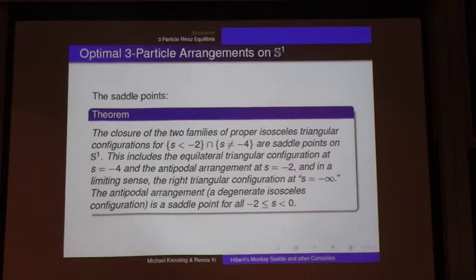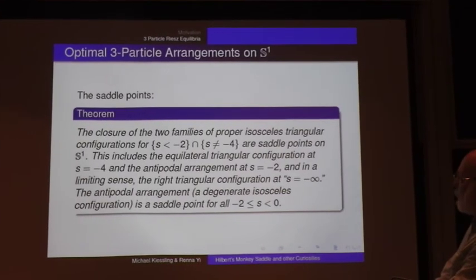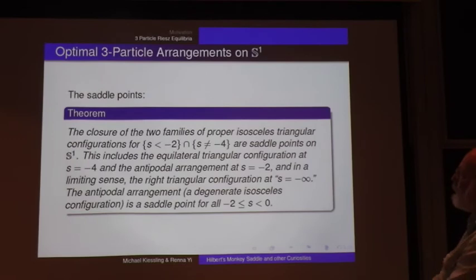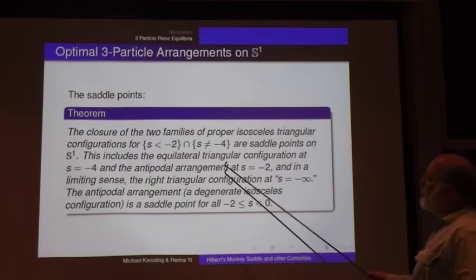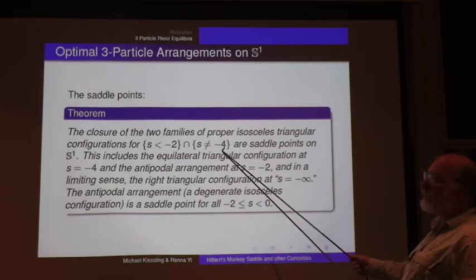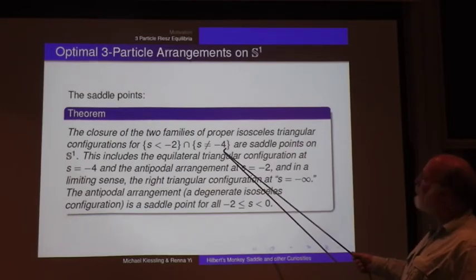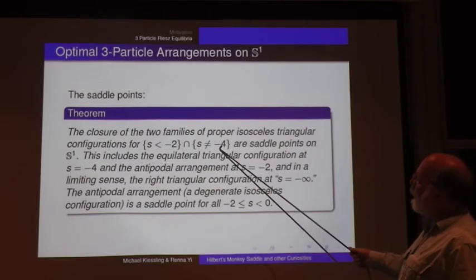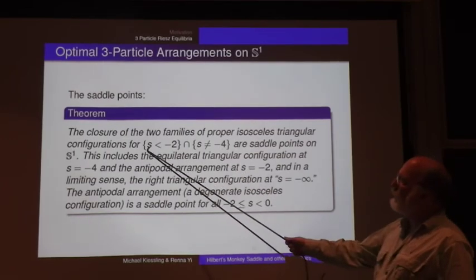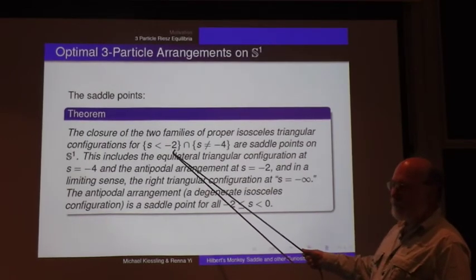But what about saddle points? I said there are two families of proper isosceles triangular configurations, and here is where they exist. This is everything except S equals -4. S equals -4 is still an equilateral configuration. So that is everything but S equals -4, but here you restrict to S less than -2.